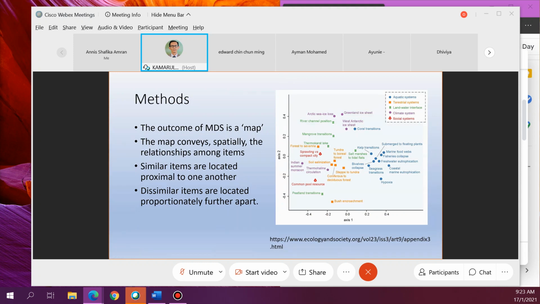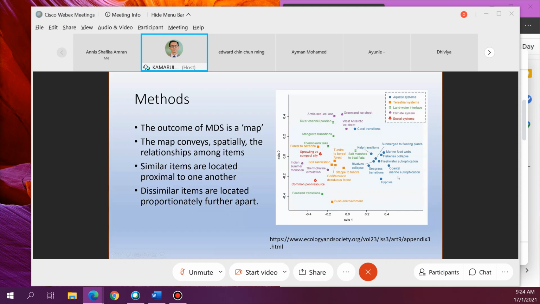When you look at the methods of analysis for multidimensional scaling, this is the common way of presenting the results. It is in the form of a map, where you have axis 1 and axis 2, or dimension 1 and dimension 2. And then the map spatially conveys the relationship between items, where similar items are located nearer to one another, and items that are different are located further away.